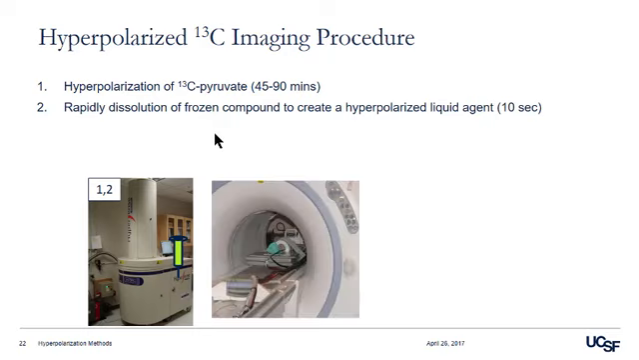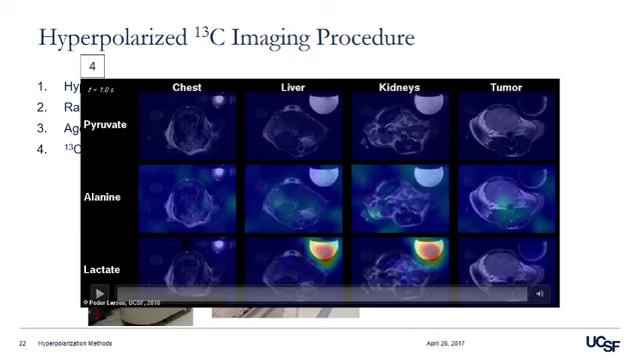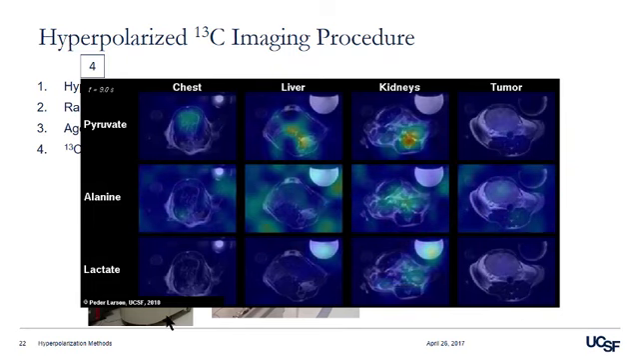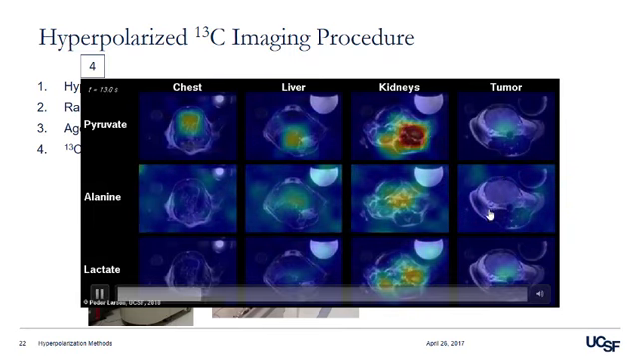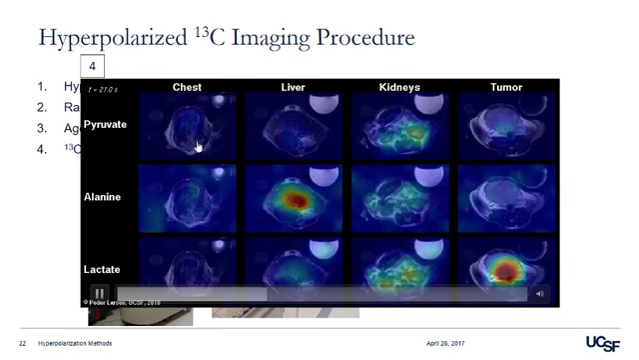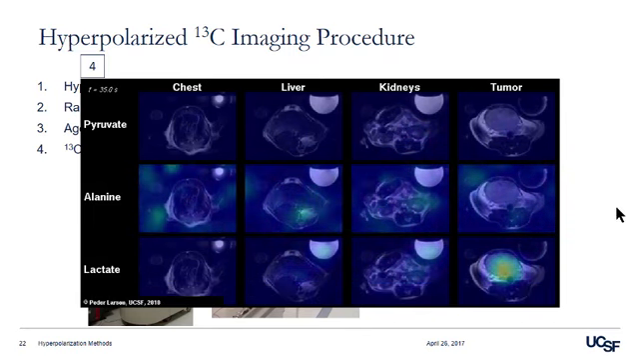So we rapidly dissolve, we get everything ready, we actually run the sample into the magnet, inject it into our subject, human or animal, and we image very quickly. This is an old example here from a prostate tumor mouse. So this would be typically what we might see. You see pyruvate being the injected substrate, distributing throughout the body, and then the appearance of alanine and high lactate in this case within the tumor.